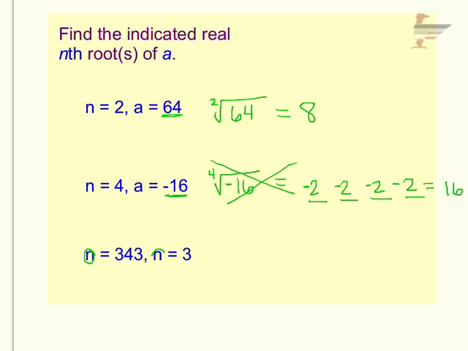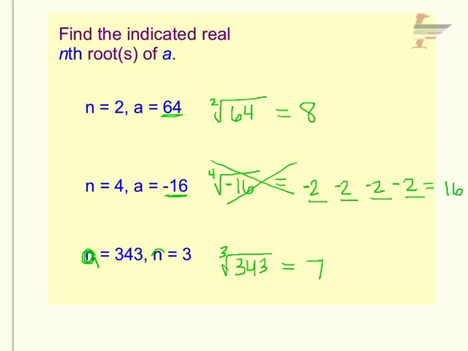Well, that's weird. Okay, I think this is what a should be. So we're saying that the 343 is under our radical, and we want the third root of 343. And so what number do you multiply by itself 3 times to get 343? And that is 7.